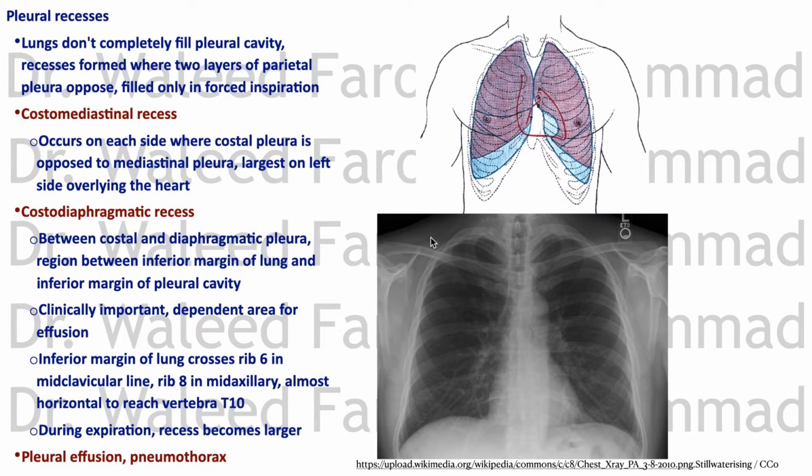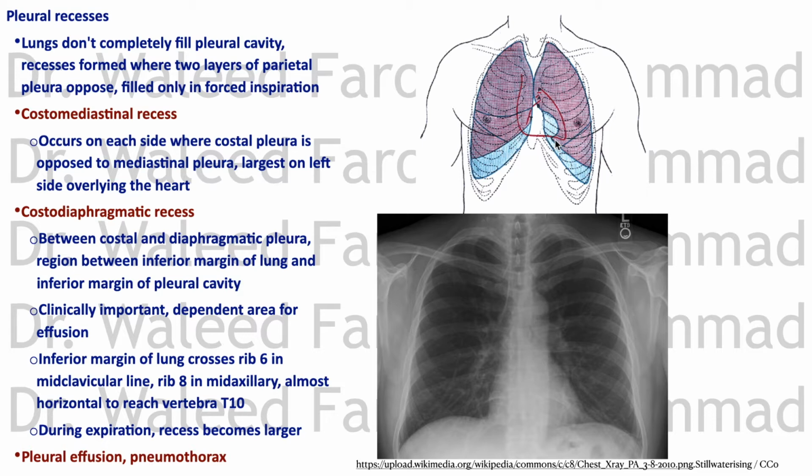Okay, the recesses. Recesses means an area where the two parietal pleura oppose each other. Like the costomediastinal recess, it's very thin here from the cervical pleura downward with the anterior border of the pleurae, but it's widest, as we said, between ribs 4 and 6, because the lung deviates to the left side because of the cardiac notch. And this is the biggest part of the costomediastinal recess.